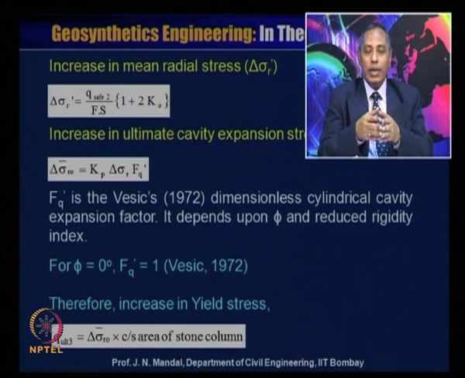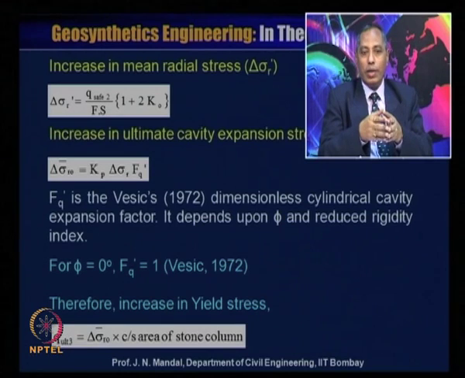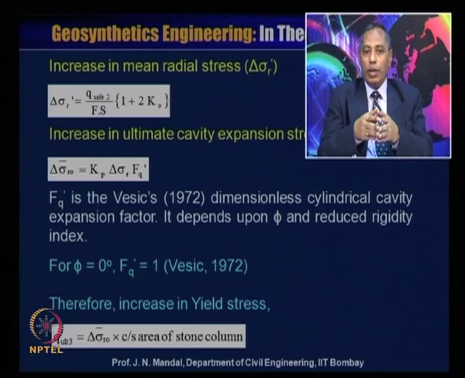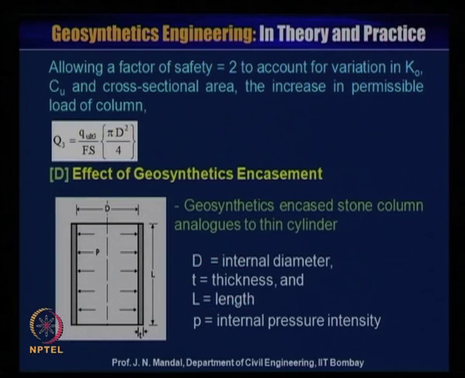Therefore, the increase in the yield stresses, Q ultimate 3, will be equal to delta sigma R0 into the cross-sectional area of the stone column. So, allowing a factor of safety equal to 2 to account for various uncertainties in K0, Cu and cross-sectional area, the increase in permissible load of the column, that is Q3, will be equal to Q ultimate divided by factor of safety into pi by 4 into d square.